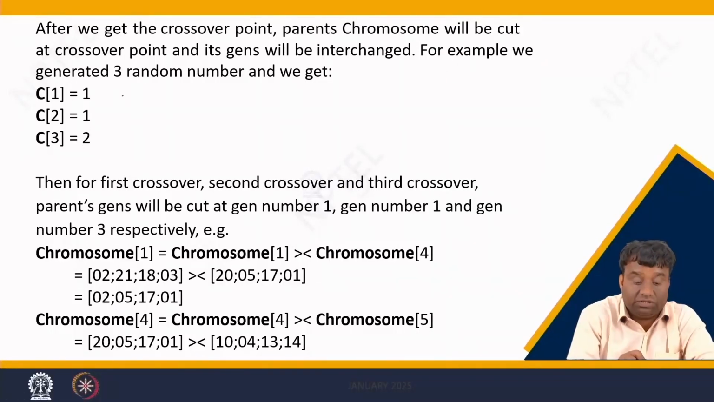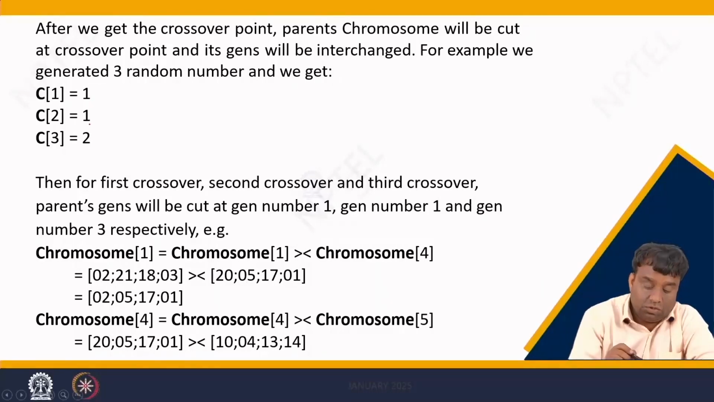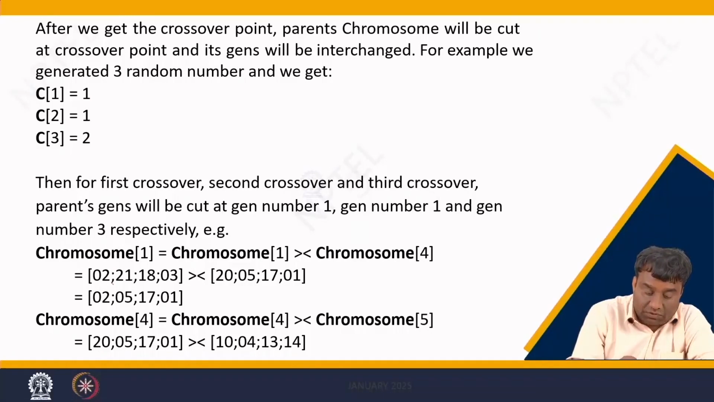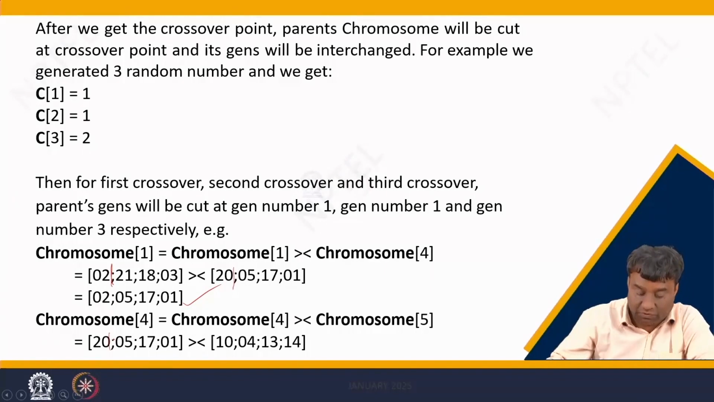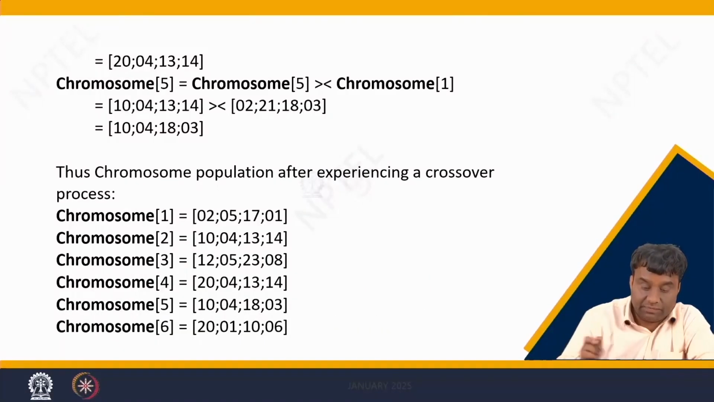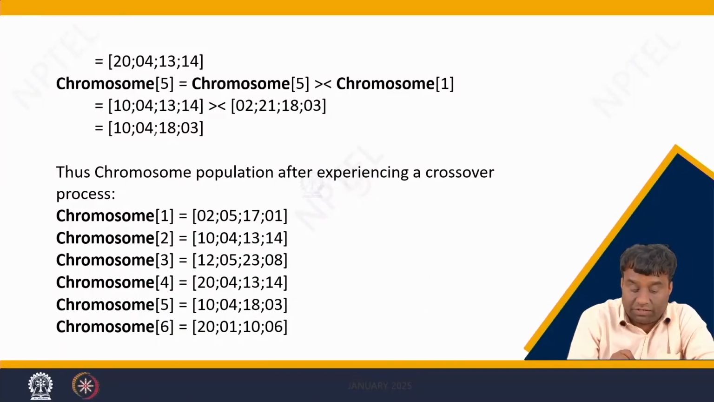For example, we generate 3 random numbers and we get 1, 1, 2. So for chromosomes 1 and 4, the crossover point is 1, and we get one chromosome which is 2, 5, 17, 1. That is another chromosome, and chromosome 4 is between 1 and 4. So here also the crossover point is 1, and we get 24, 13, 14. Then the crossover point is 2, so here we will get 10, 4, 18, 3.